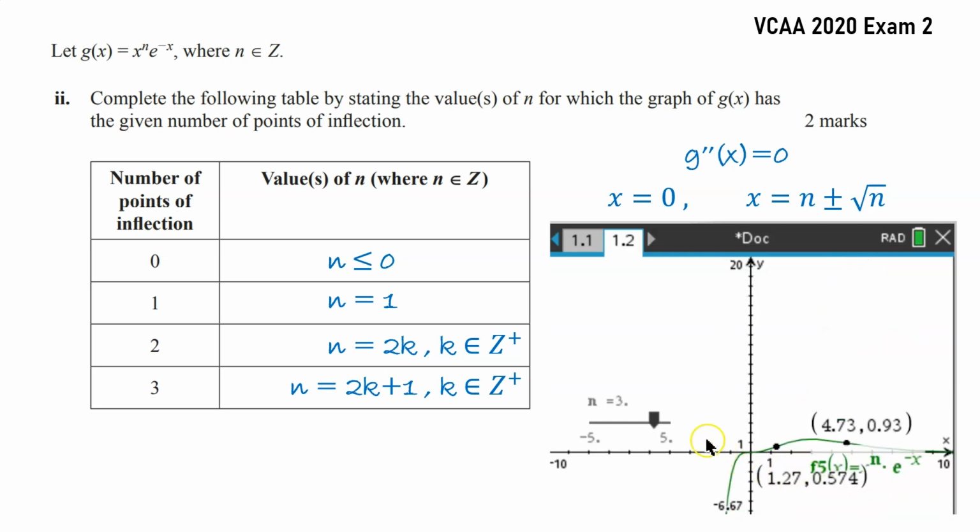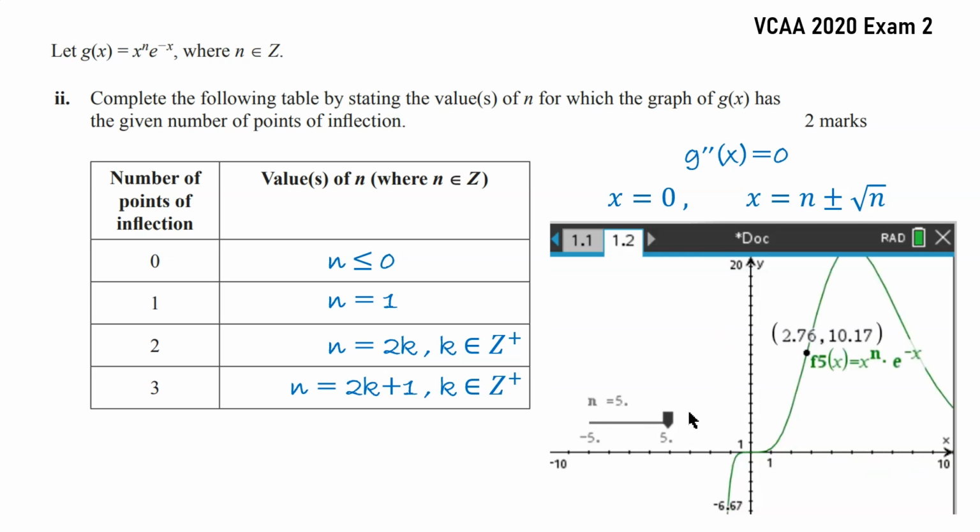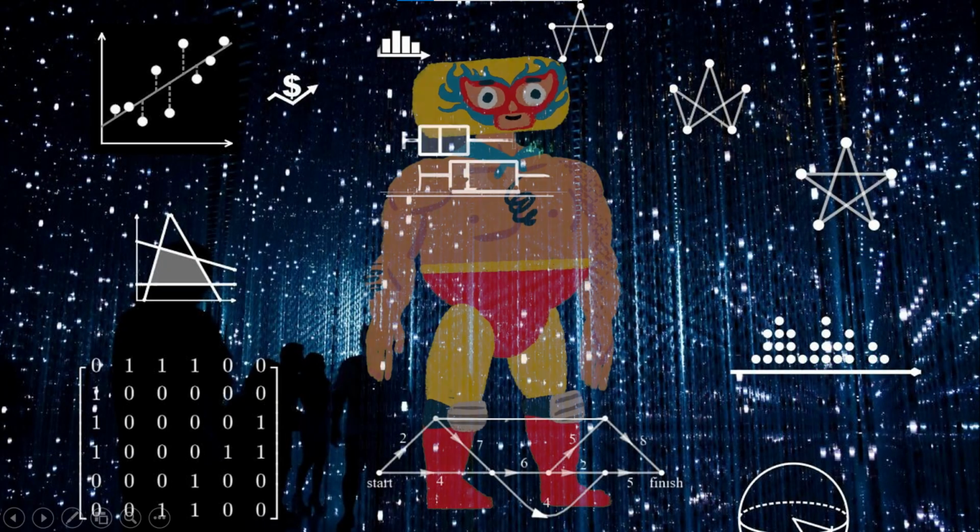To actually prove that those are points of inflection, we would need to prove that there's a concavity change at those x values for those different n values. But in the exam situation, there's just not time for that. I mean, the intention of this is a CAS question: investigate the graph shape with the CAS, and notice the patterns. All right, we'll leave it there. See you next time.